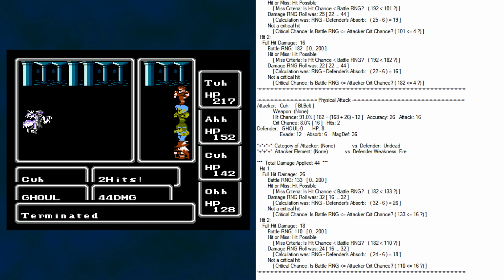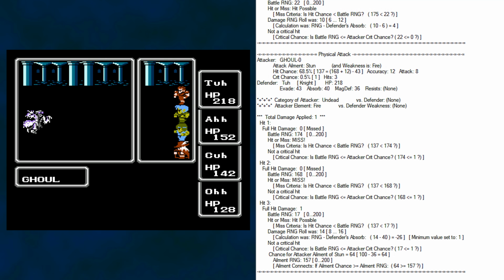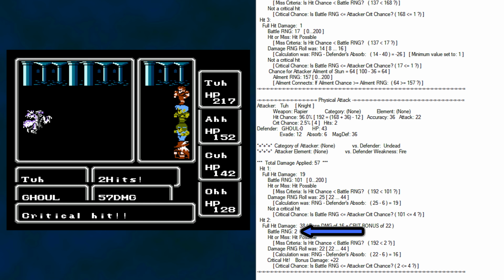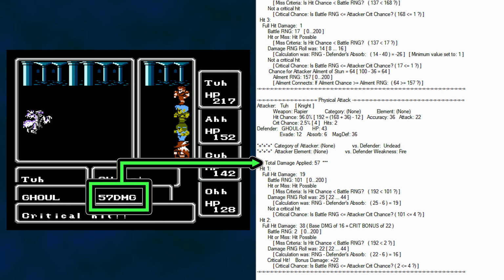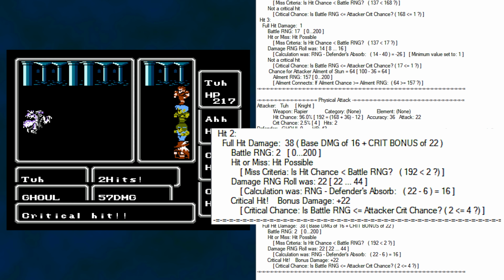How would things have been different had the knight landed a critical hit? Well, since we can control RNG through the emulator, I'll use the same save state for battle to keep all of our RNG the same, but I will intervene for the battle RNG for the knight's second hit and drop it to, say, 2. This time, our knight hit for 57 damage and finished off the ghoul, thanks to that critical hit. How was it figured into the attack?